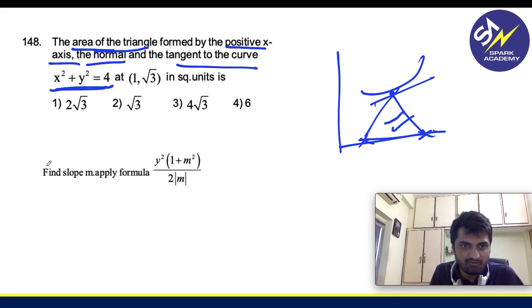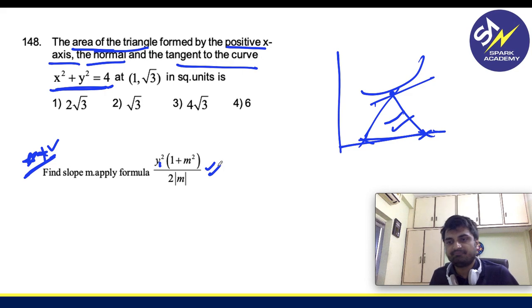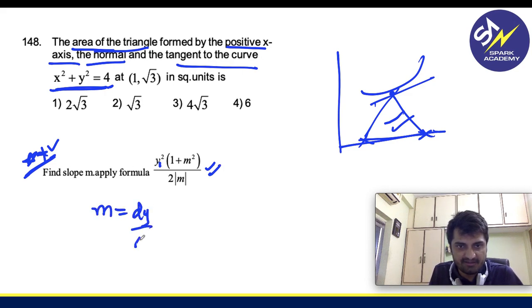So you have a simple formula, just remember this: y1 square into (1 plus m square) by 2m. This is the formula. So what is m basically? m is nothing but dy by dx. So you can find dy by dx using the curve, substitute x1, y1, and you will get your answer directly.